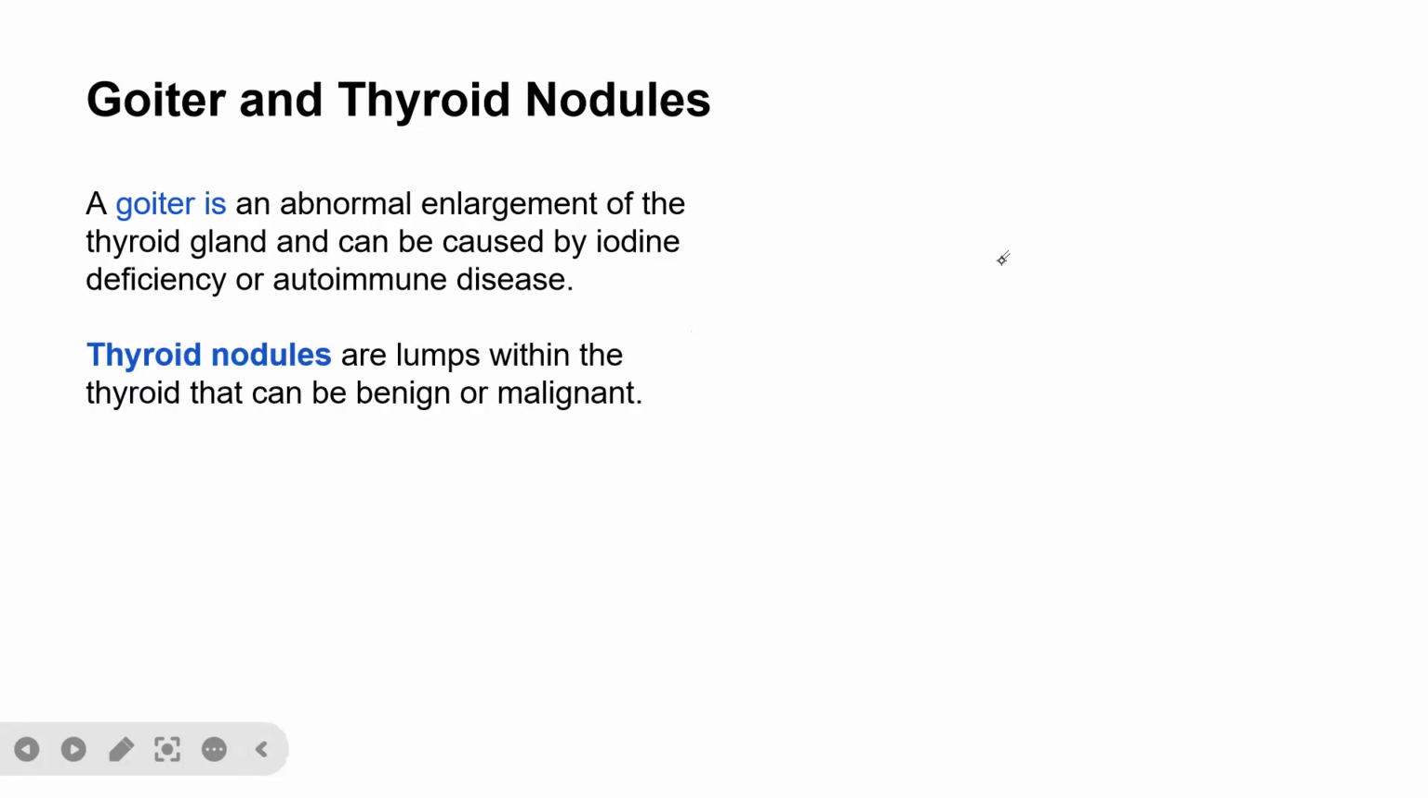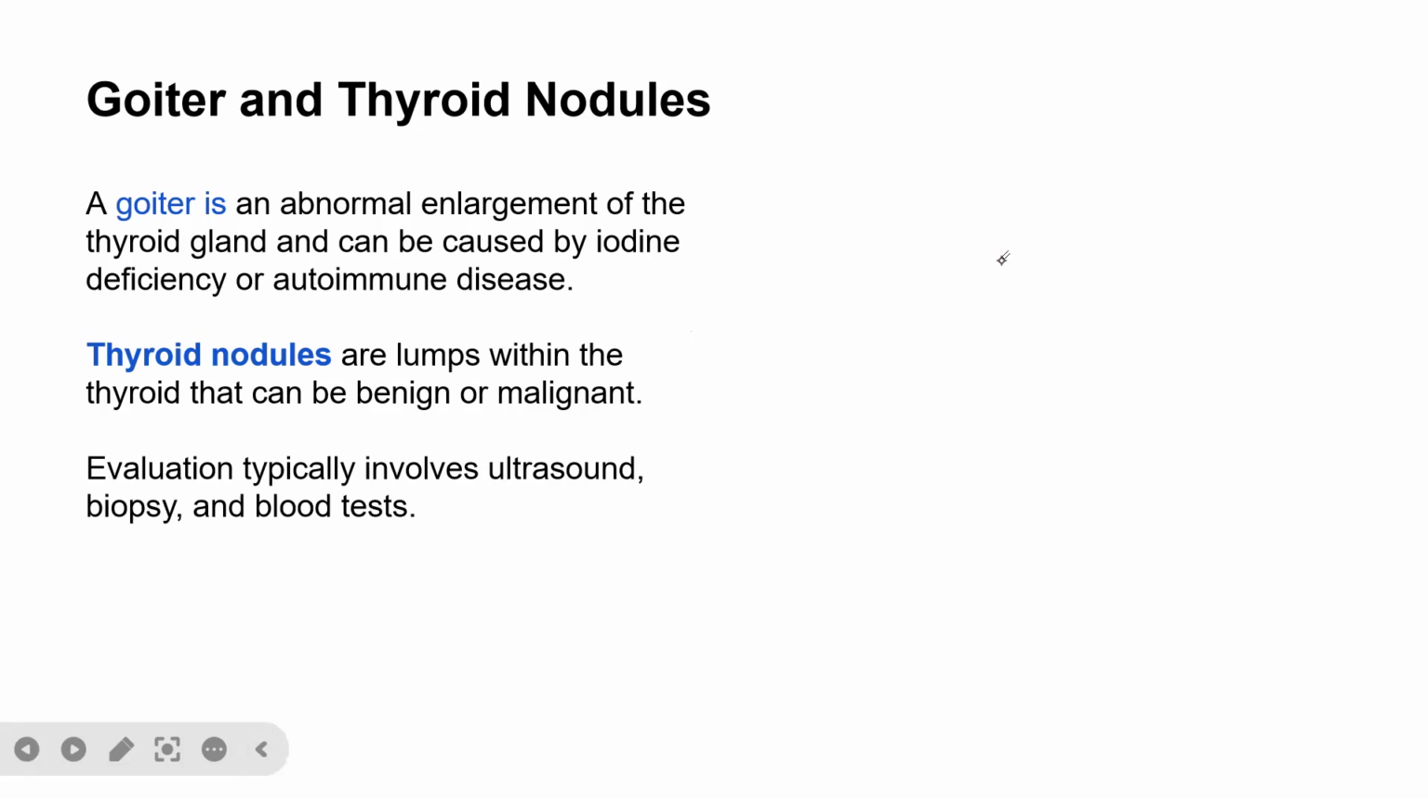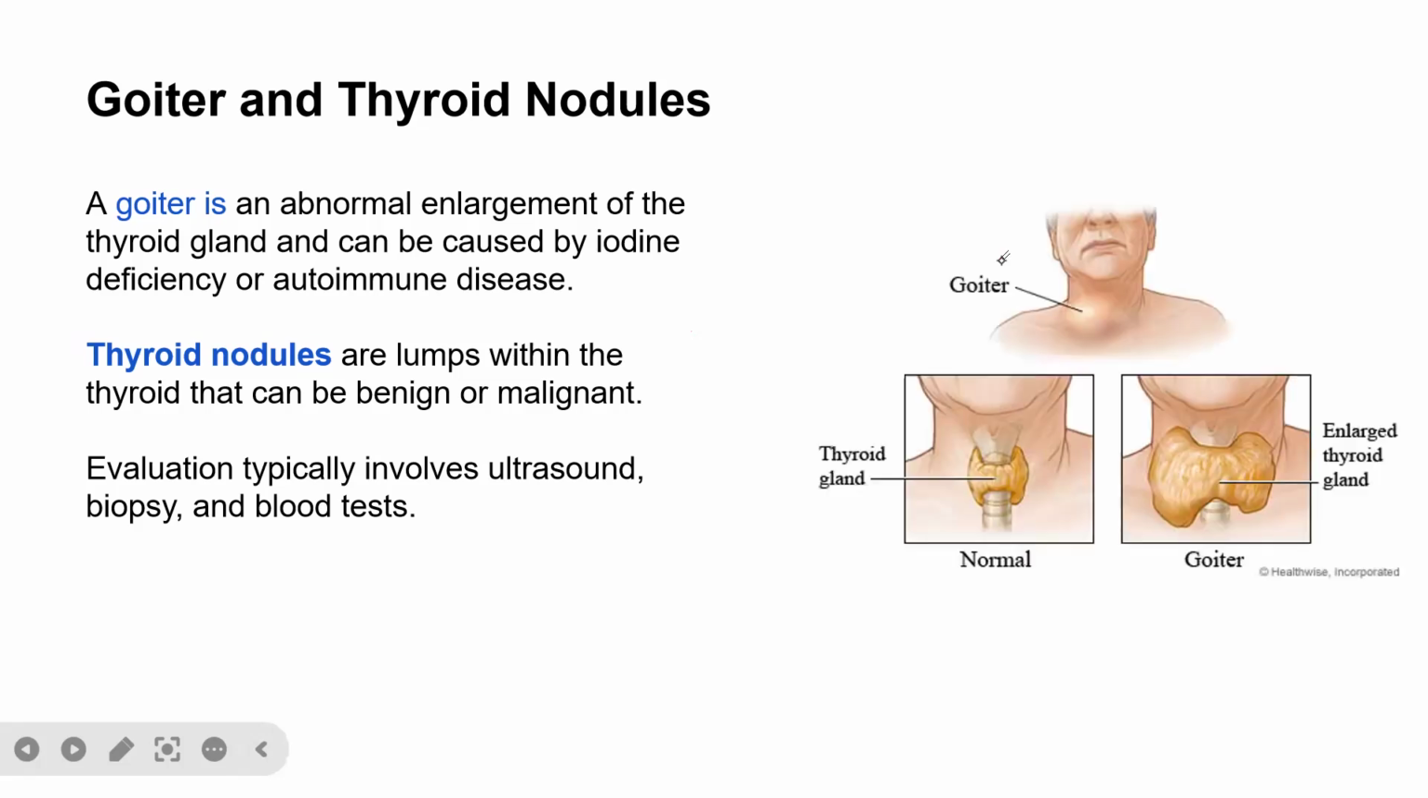And then the next one is thyroid nodules. Thyroid nodules are lumps within the thyroid that can be benign or malignant. So it's like a kind of cancer. Evaluation typically involves ultrasound, biopsy, and blood tests. So if you want to test for goiter and thyroid nodules, you can use ultrasound to detect it, you can use biopsy or blood test.